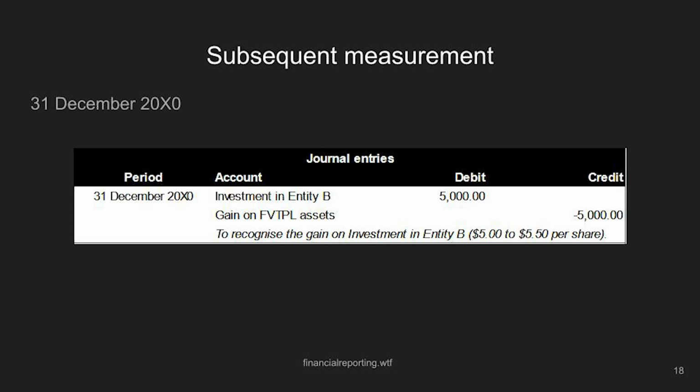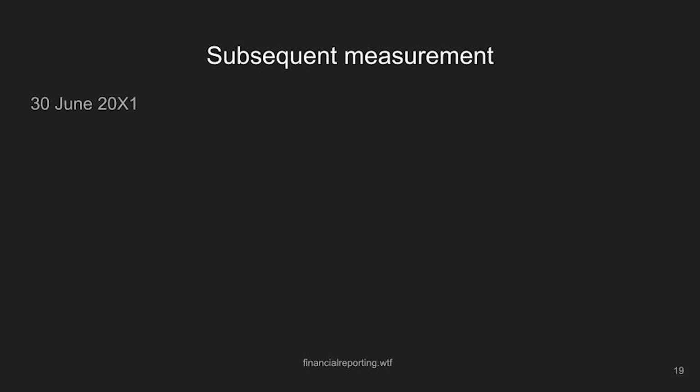The way we do this is through debiting our investment for the gain, as we need to increase the asset. The other side is credited to the profit or loss, being gain on fair value through profit or loss assets. This is a credit to the profit or loss as it is an increase in an asset, which is essentially another form of income. We have now recognized everything we need to as of 31st December 2010 and can move on to the next period.